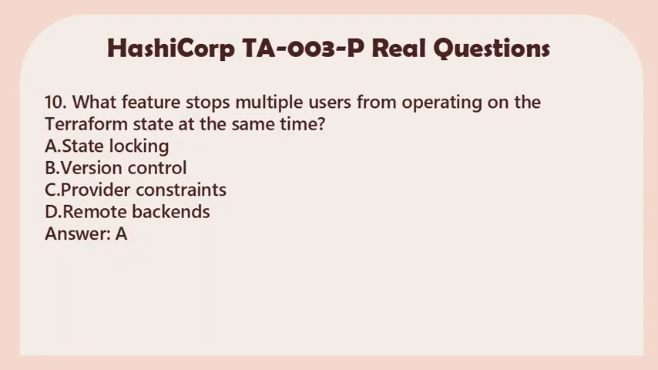10. What feature stops multiple users from operating on the Terraform state at the same time? A. State locking. B. Version control. C. Provider constraints. D. Remote backends. Answer: A.